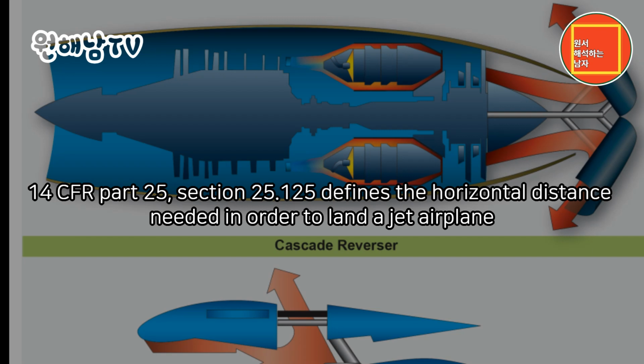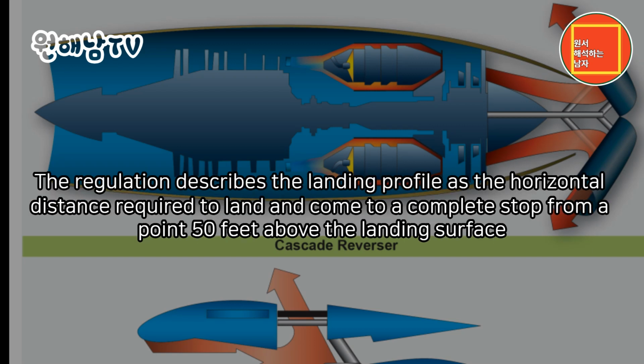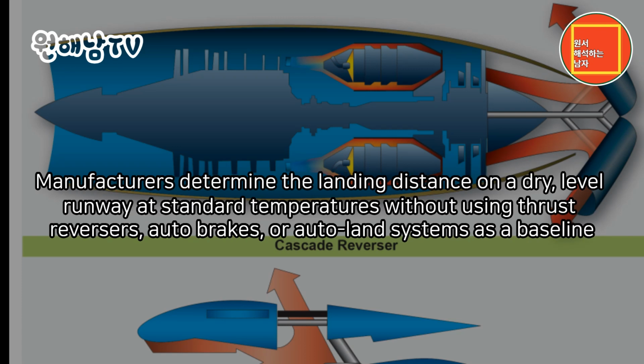Jet engine landing. 14 CFR Part 25, Section 25.125 defines the horizontal distance needed in order to land a jet airplane. The regulation describes the landing profile as the horizontal distance required to land and come to a complete stop from a point 50 feet above the landing surface. Manufacturers determine the landing distance on a dry, level runway at standard temperatures without using thrust reversers, auto brakes, or autoland systems as a baseline.